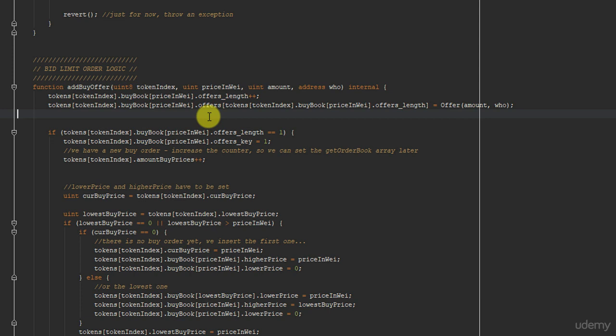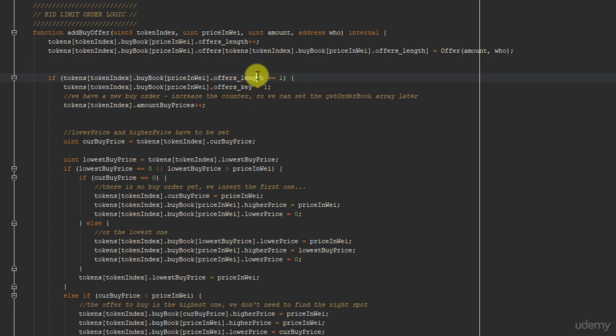And this is exactly what we're going to do here. First we check if it's even the first order. So if it's not the first order, we don't have to do anything because we already took care of that during initiation of this particular price in Wei of the order book.